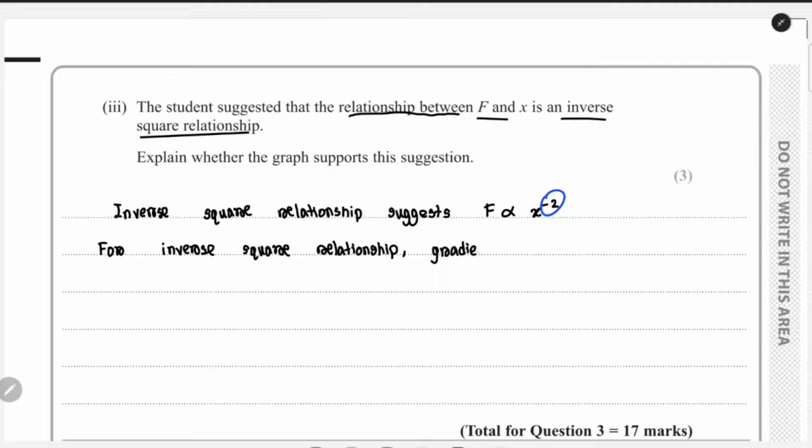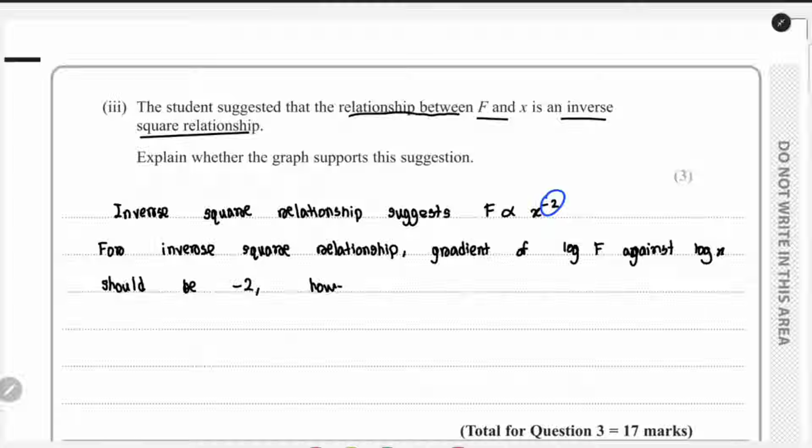Gradient of log f against log x graph should be -2. However, it is -3.57. So this suggestion is not supported by the graph.